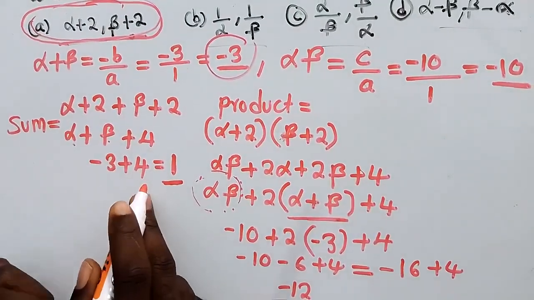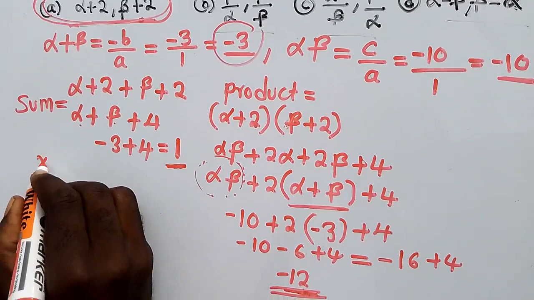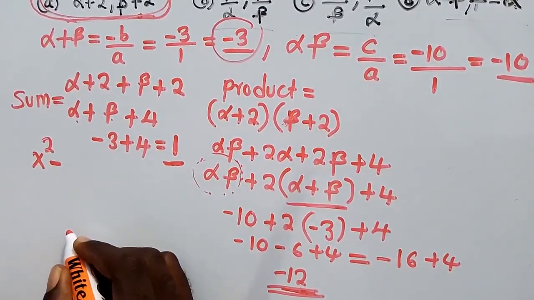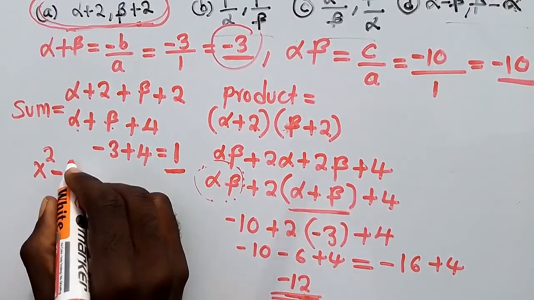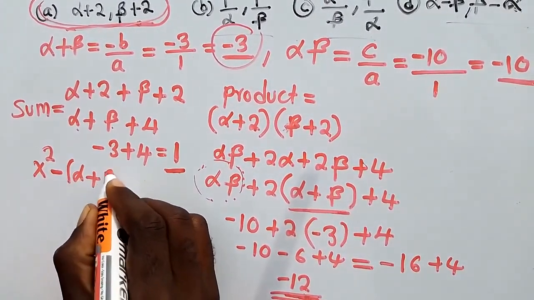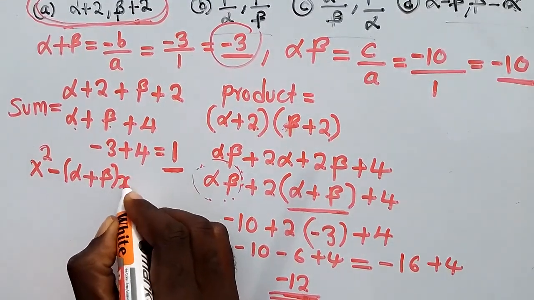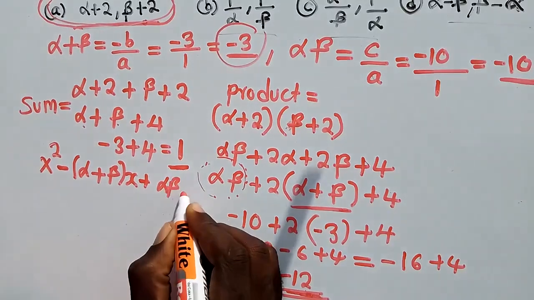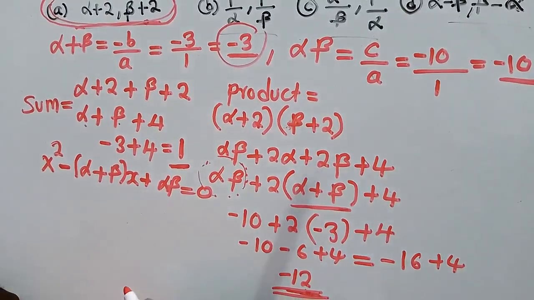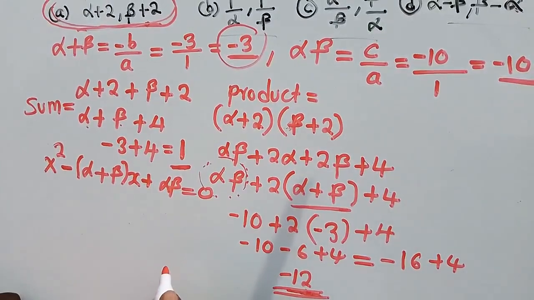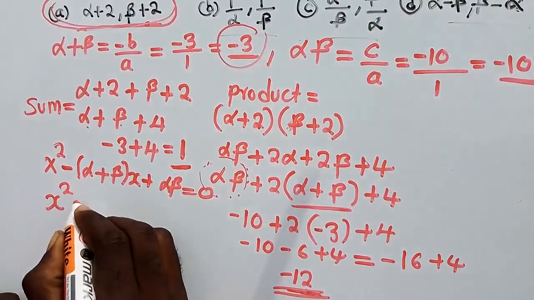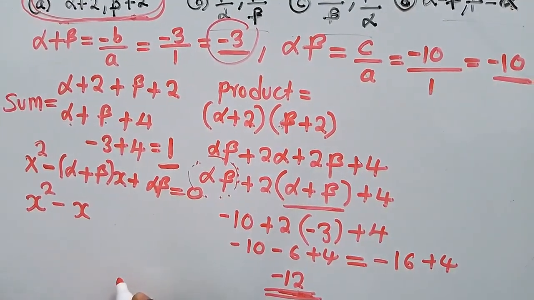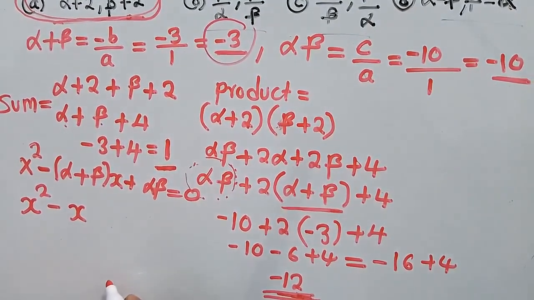So I know that the sum, so the equation is like this. You say x squared minus, have you seen minus, then you are going to say alpha plus beta, like this, then you put x there, where you are going to say plus alpha beta, which is equal to 0. So this is the equation that you need to know. So we are going to have x squared minus alpha plus beta, it's 1, on the x there. That's what we are going to have.